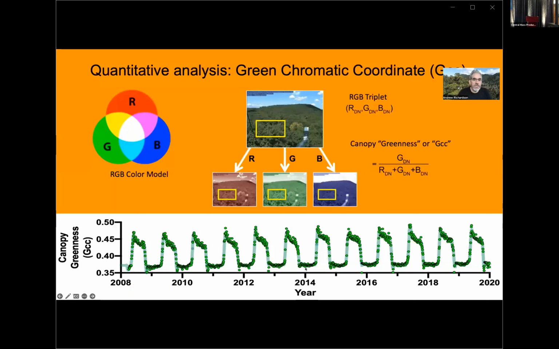You can see that greenness is low here in the wintertime. It rises steeply in the spring. It drops off gradually over the summer, and it falls sharply in autumn. And then these patterns repeat themselves year after year.